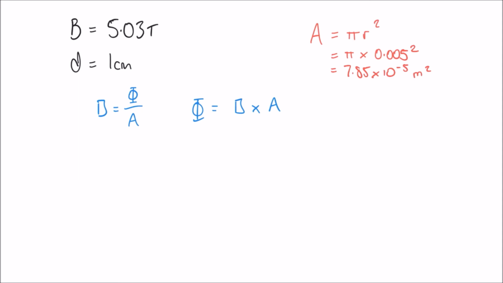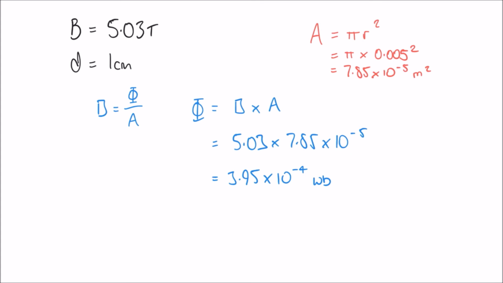So given that we know that now, we can return to our original formula here, and we can say that phi, the magnetic flux, is given by B. Well, we calculated B on the previous slide to be 5.03, multiplied by the area, which we've just said is 7.85 times 10 to the minus 5. Calculating that, I get an answer of 3.95 times 10 to the minus 4 Webers.